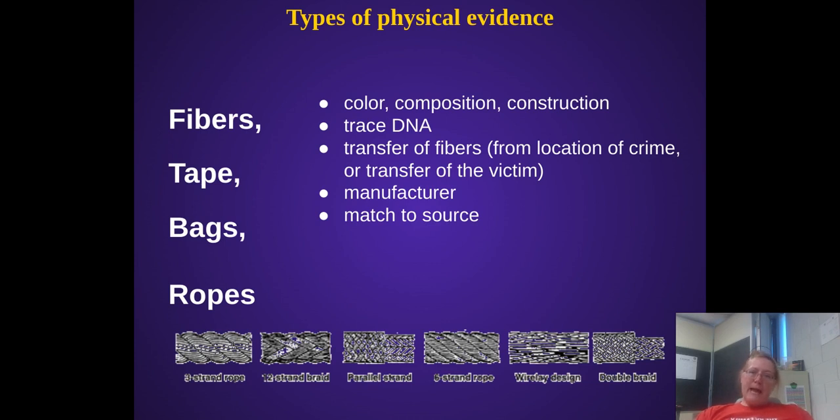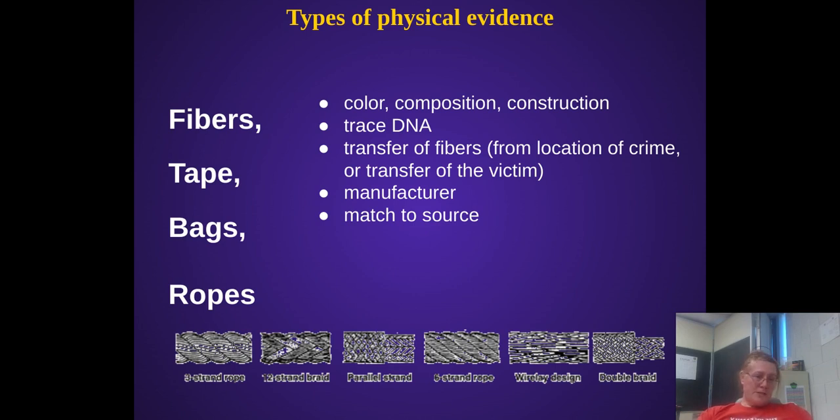Fibers, tapes, bags, ropes, a lot of different stuff that's left behind. You can look for the color, the composition, the construction. Is it made out of cotton? Is it made out of hemp? Is it made out of nylon? Trace DNA, because if someone's tied up with it, you're going to rub up against it and leave stuff behind. Maybe it has mold on it from wherever it was stored.